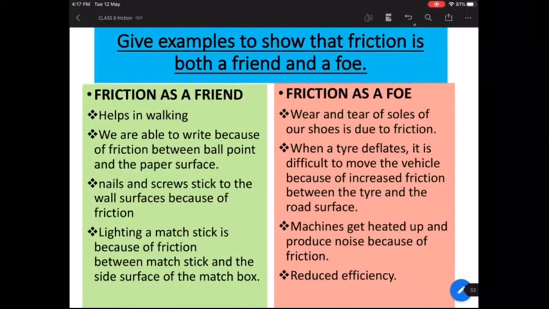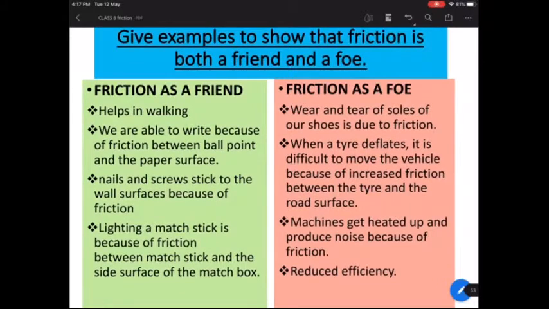Next question, which is given in your exercises: give examples to show friction is a friend or a foe. I told you while we were conducting the previous classes also, this slide is very important. You have all the points. Friction as friend means you write down how friction helps you in your daily activities. Whereas friction as foe, you have to write down the negative part of friction, those activities where it doesn't help you so much. In fact, it is a disadvantage for you.